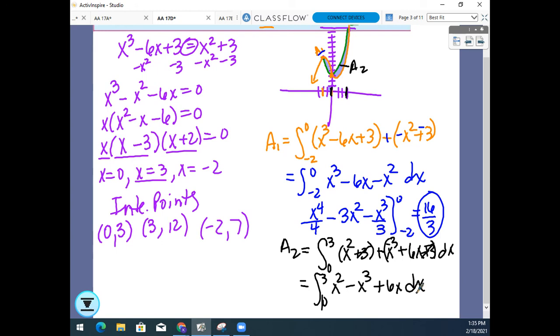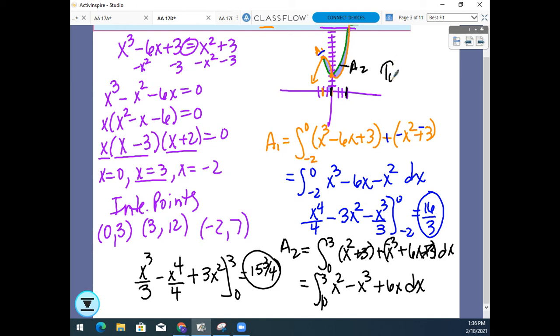I'll come over here and do my antiderivative, from 0 to 3. So I'm going to plug 3 in for all of this. And I'm going to get 15 3/4. And when I minus 0, it just stays 15 3/4. So this is my area 2.